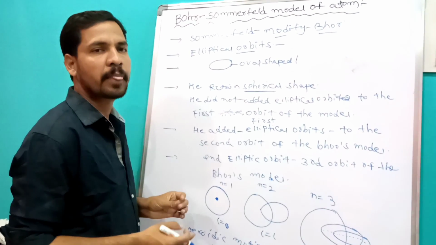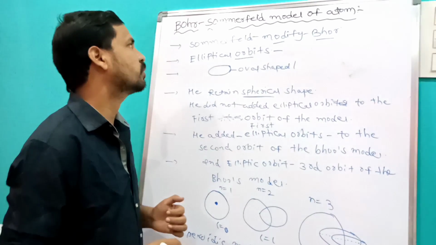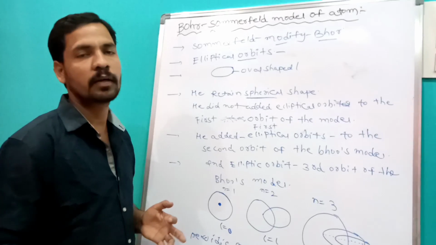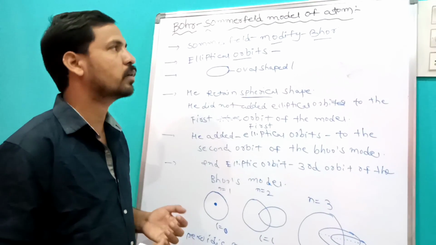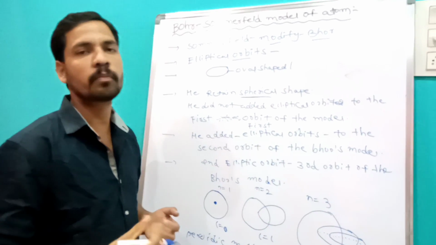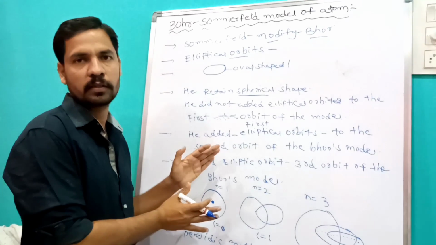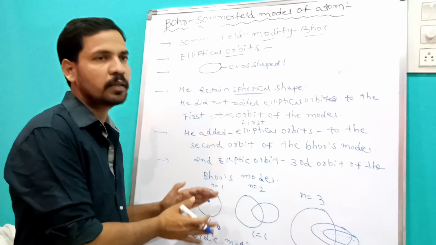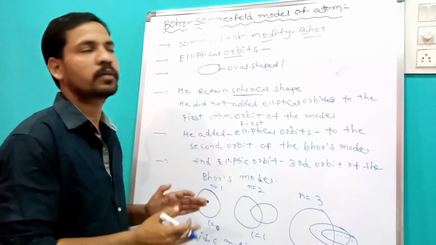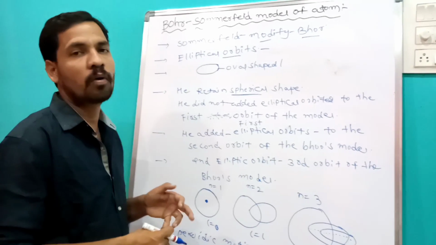So this is the information about the Bohr Sommerfeld model of the atom. In the next class we will discuss the quantum numbers. Limitations are there here also, so in order to correct these limitations, the next topic is the quantum numbers.